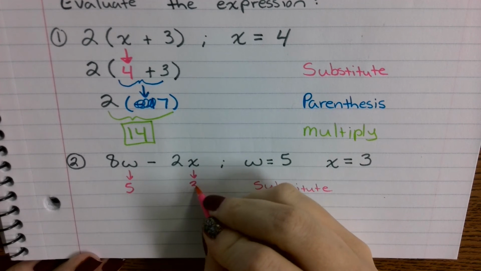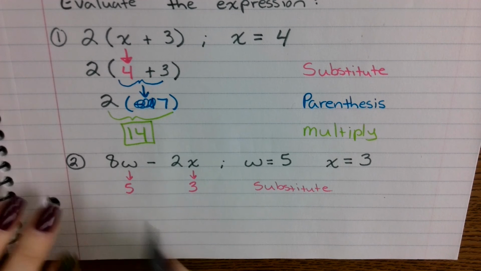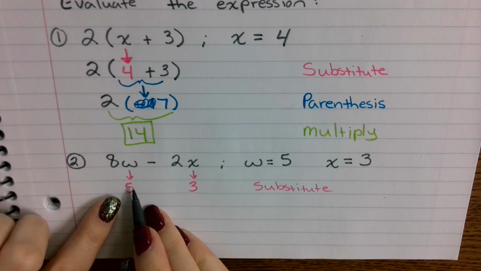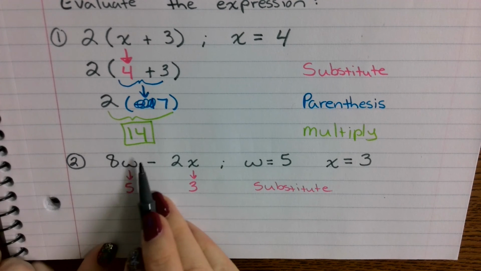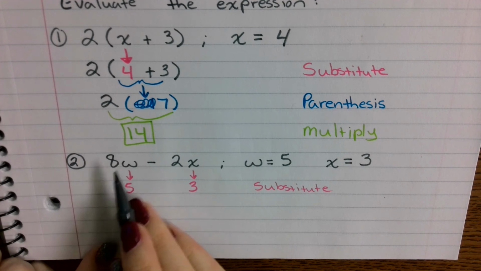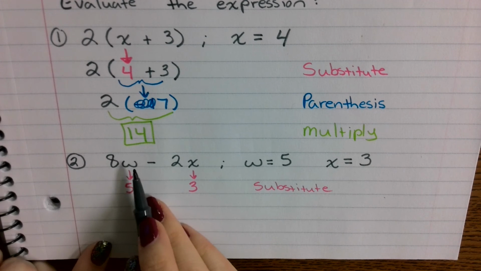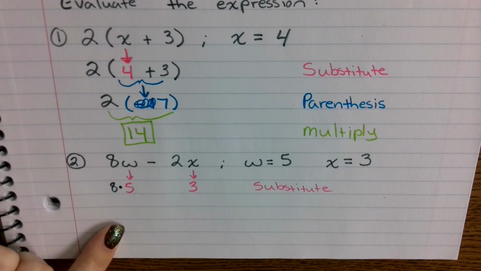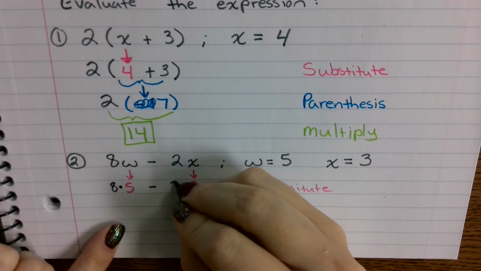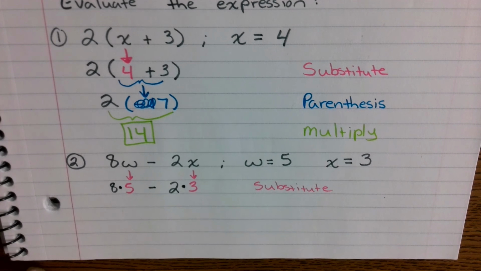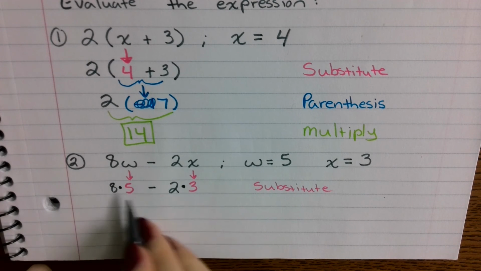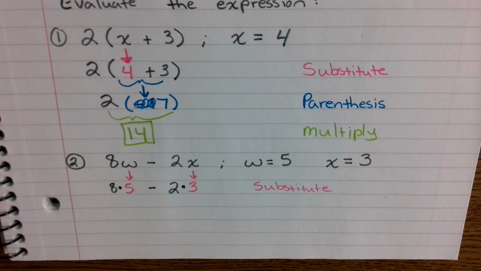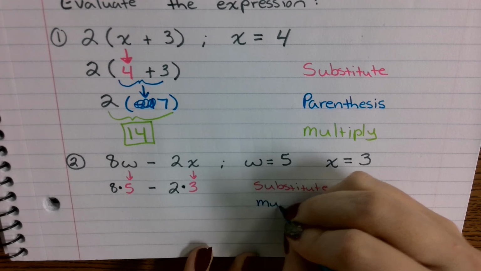Now, does this mean that this is now 85? No. What operation is this again? This is multiplication. 8 times W means you're multiplying, right? So that means I'm still going to be multiplying. 8 times 5 minus 2 times 3. This is multiplication now. We're going to do our multiplication next. We're going to multiply.